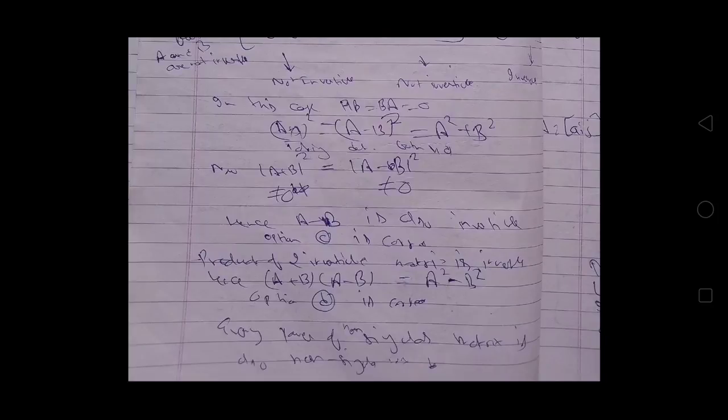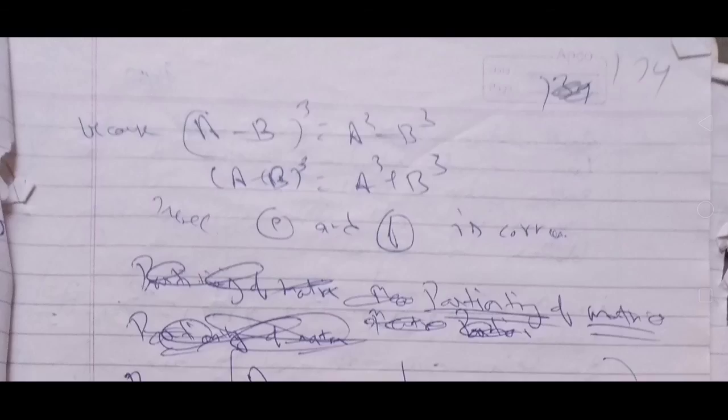Now every power of a non-singular matrix is also non-singular, hence A minus B raised to the power 3 will be equal to A cube minus B cube, and A plus B raised to the power 3 will be equal to A cube plus B cube. Hence options E and F are also correct.